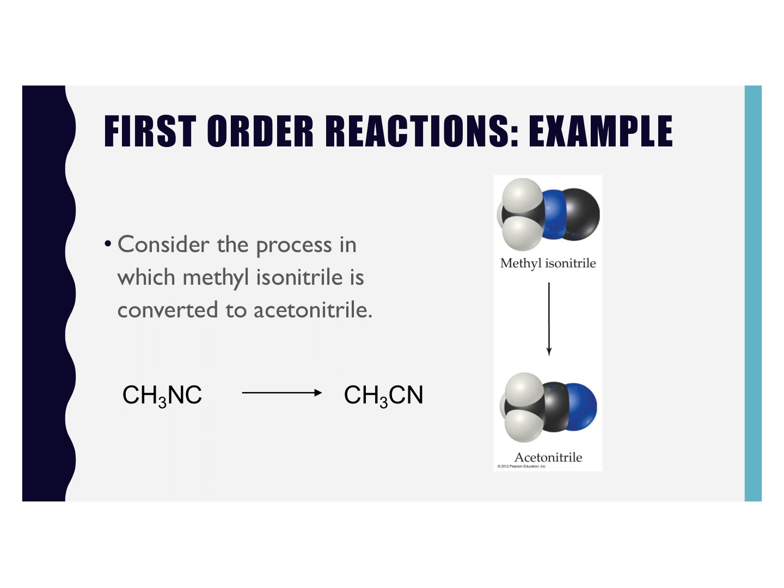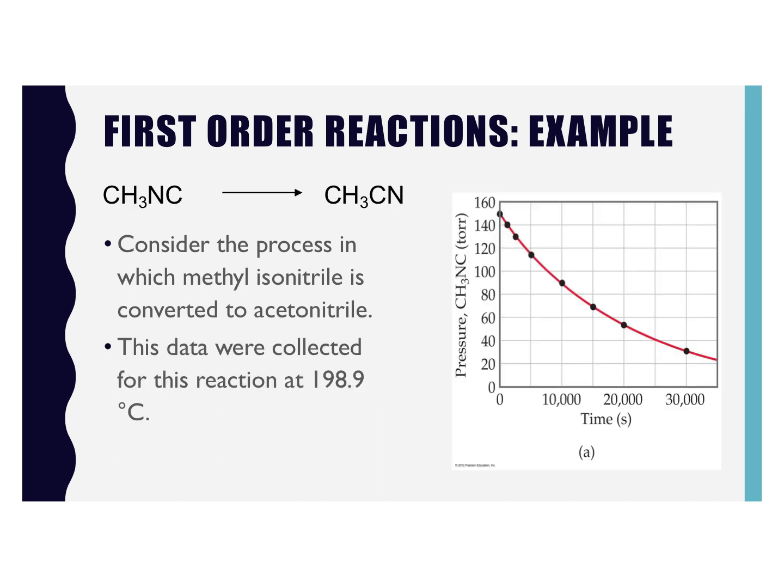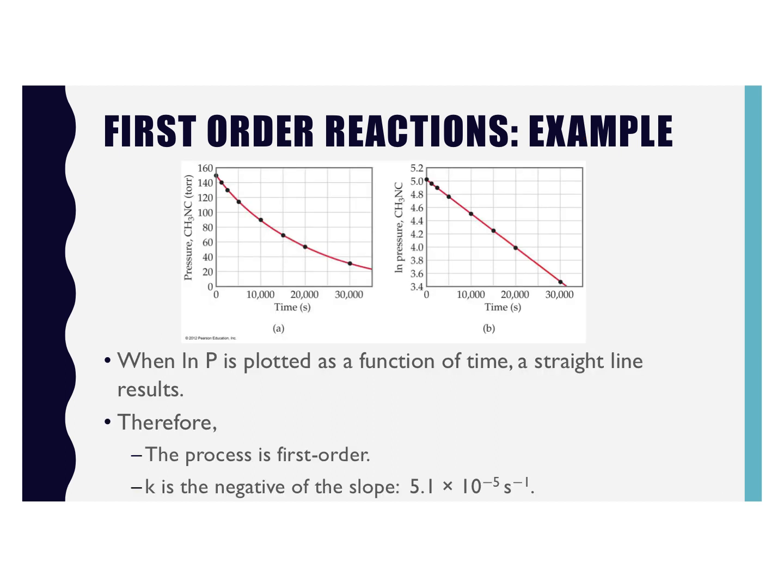All right, so here is a reaction, the reaction of methyl isonitrile to acetonitrile. And so we're going to think about that particular process of making this reaction go. And if we went into the lab and we actually took data of the pressure of the reactant over time, what we would see is a graph that looks like this. Okay, so this is the pressure or the concentration versus time. However, if I replot that, taking the natural log of all of the pressures, we see that it becomes a straight line.